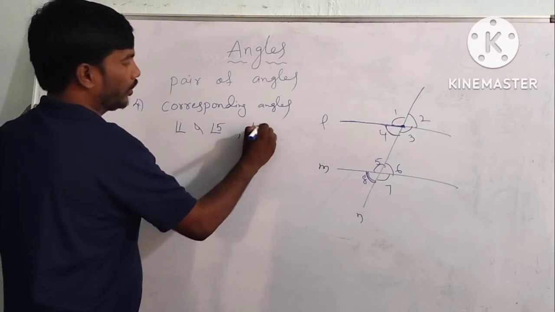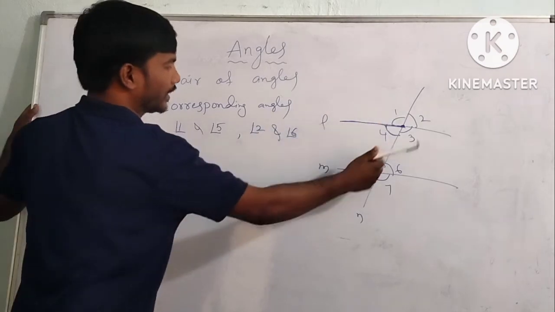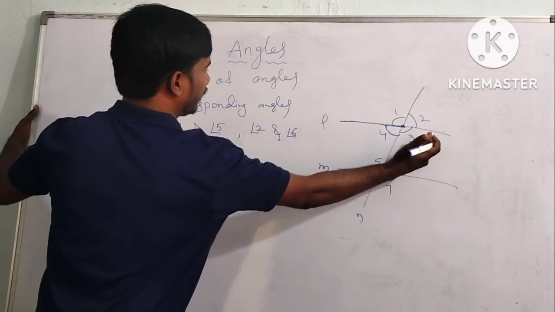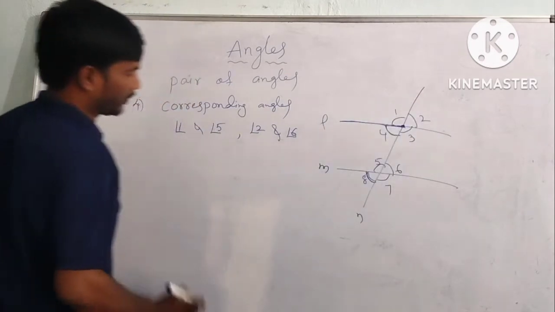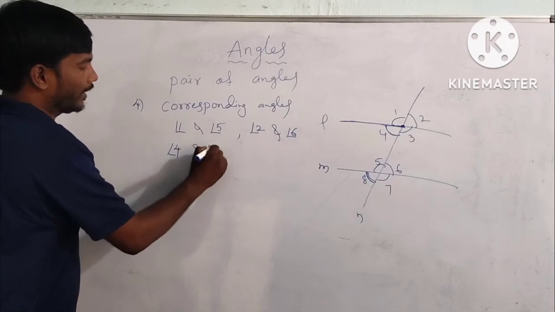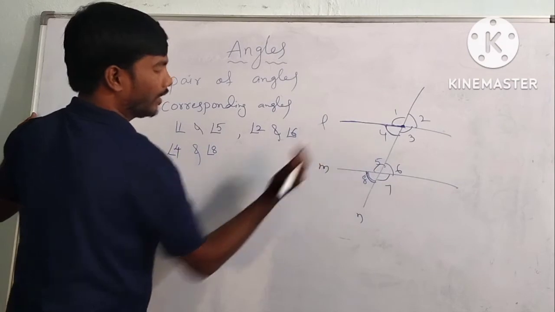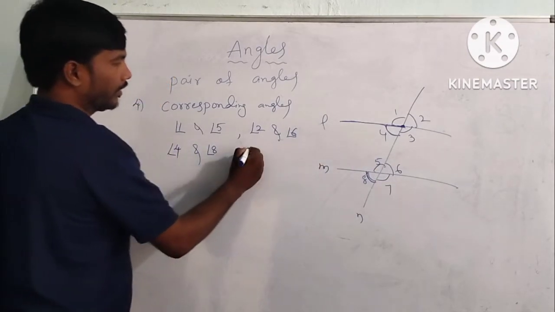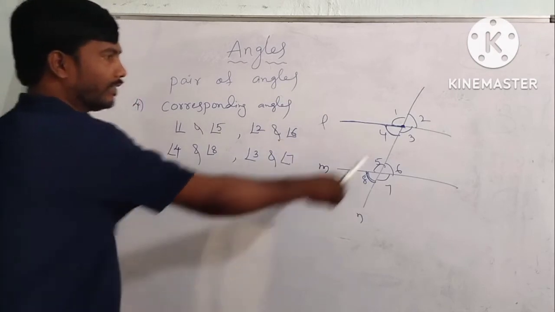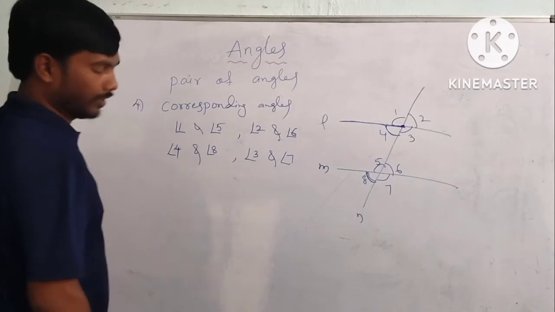Next 2 and 6, both of them on the same side of the transversal, the right side, and both of them upside of the lines. Next angle 4 and angle 8, both of them downside of the lines, left side of the transversal. Next 3 and 7, downside of the lines, right side of the transversal. Simple. Okay.